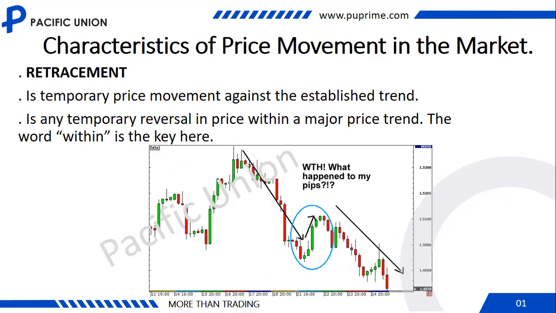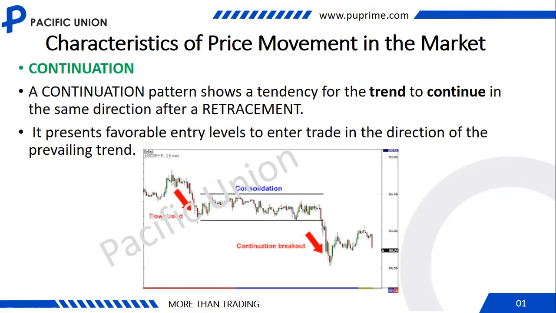Okay, so we talked about retracement, which is a temporary price movement against an established trend. What does it mean? It means that if the trend is going up, the temporary movement against it is the retracement. Then after a retracement, we talked about continuation. These are the topics we spoke about last week, and they are all present in the previous videos.